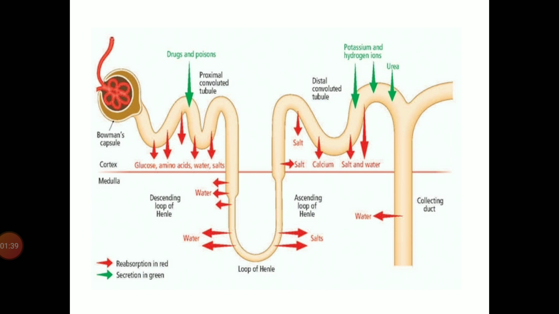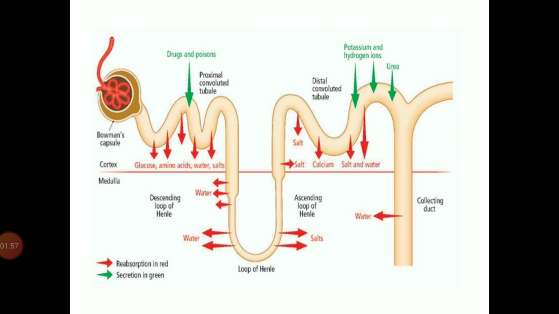We also know that all these parts are basically the tubular part, and this tubular part has been divided into the proximal convoluted tubule, then the loop of Henle, then the distal convoluted tubule, and then the collecting duct, right?